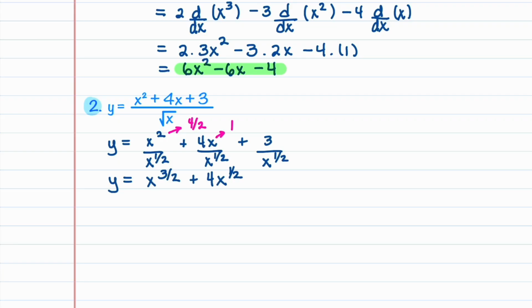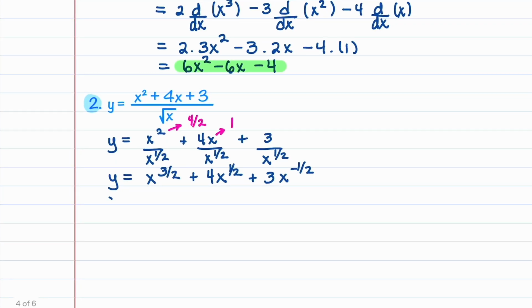This is just 1, and then we subtracted a half. And then our last term is 3x to the minus 1/2, just bringing that 1/2 up on top. Now we can go ahead and take our derivative. Our derivative is dy dx, and it is the derivative with respect to x of our first piece, x to the 3/2, plus our derivative with respect to x of our second piece, 4x to the 1/2.